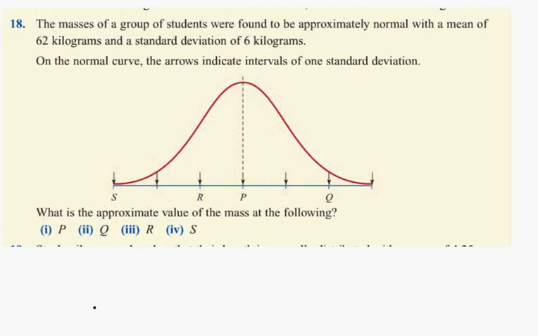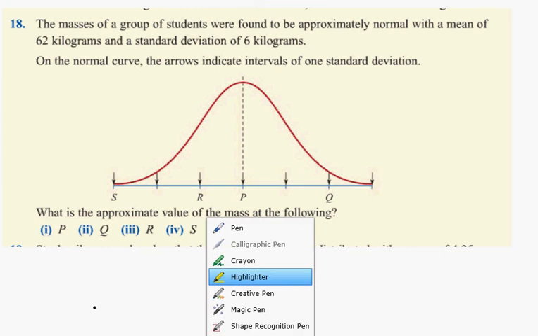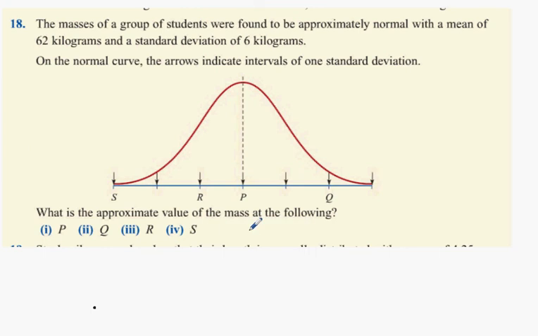Okay. Now, finally, question 18. Masses of a group of students are found to be approximately normal. Normal means it obeys the normal curve. It obeys the empirical rule. The mean is 62. Can anybody therefore tell me what is the value of P? 62. Mean always goes dead center. The standard deviation is 6.